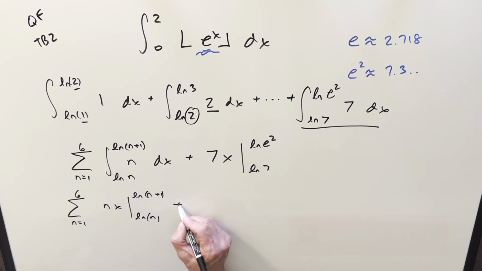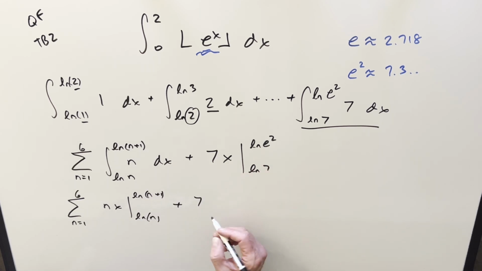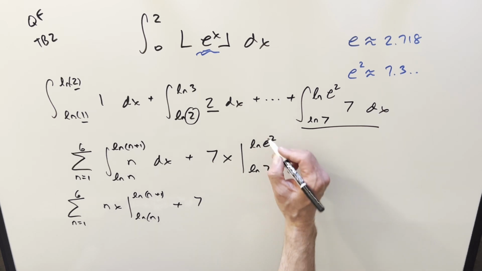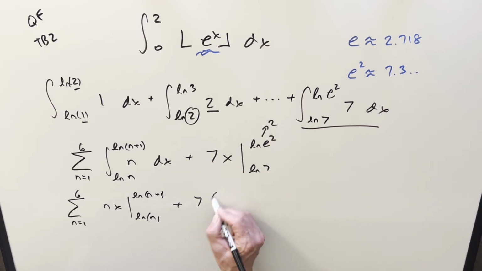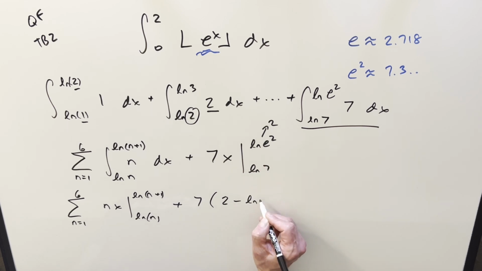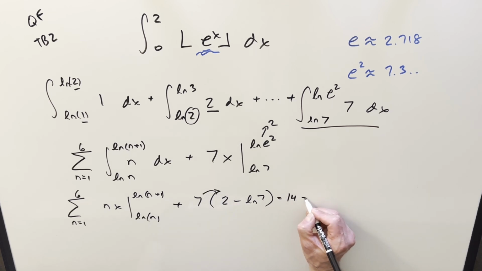I'll work these in parallel. So here, when we plug in, we already said this is 2, so I'm going to put it back that way. I just wanted it to be consistent before. So if we put that back as a 2, what we're going to get here is 2 minus ln 7. Now, if I multiply in the 7 here, we can bring a 14 out front.